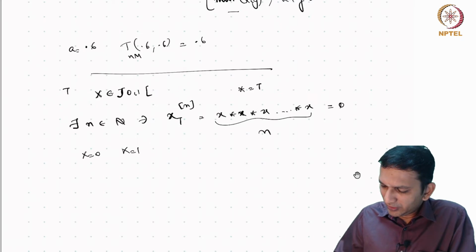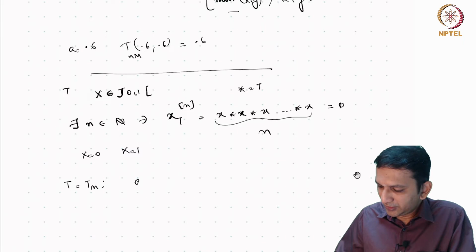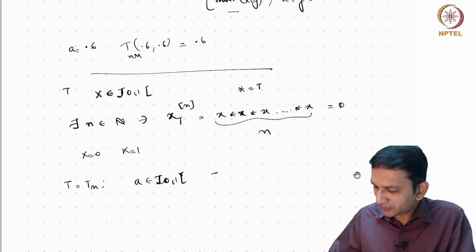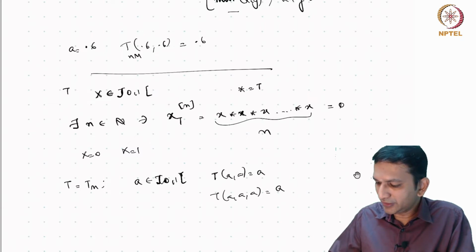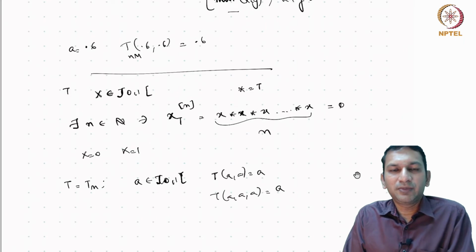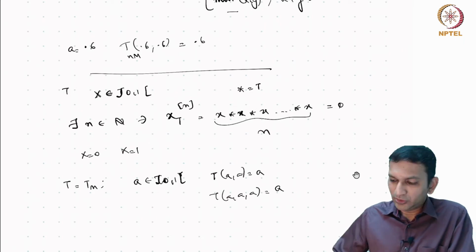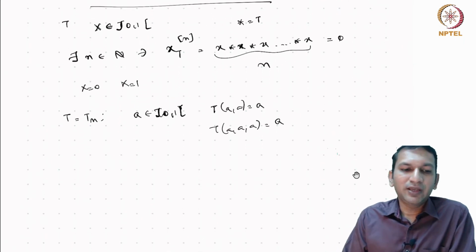So now let x come from the open interval 0, 1. Now if you look at t to be the minimum, take any a in open 0, 1. And what we see is t of a is a, t of a is again by associativity a. Because every element is an idempotent element, it cannot be a nilpotent element. For the minimum, we do not have any nilpotent elements.